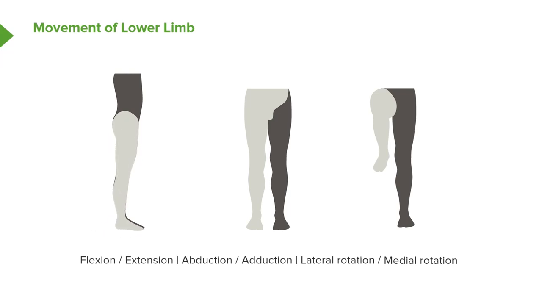We can see we have abduction and adduction possible. With abduction, the leg is moved away from the midline, and with adduction we can see it's brought towards the midline, and it's actually possible to go across the midline and across the other standing leg. Here we can see we have lateral and medial rotation occurring, where the leg is turned inwards towards the body, lateral rotation, and it's also turned outwards away from the body, medial rotation.